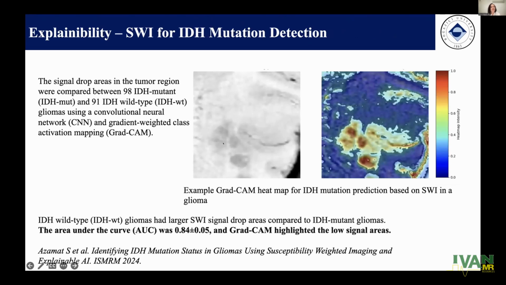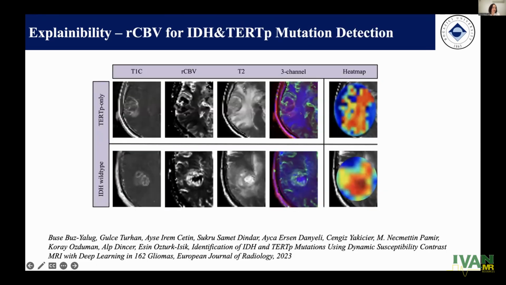We applied GradCam. This is a technique, gradient-weighted class activation mapping, that shows you where a model focuses when it makes a decision. So here where there is low signal in SWI, actually, your model focuses on that particular region to predict S100. And in this particular case, the area under the curve was 84%, and GradCam really nicely highlighted low signal intensity areas.